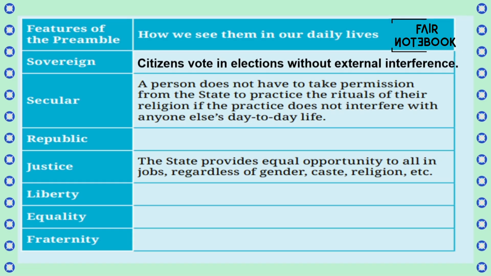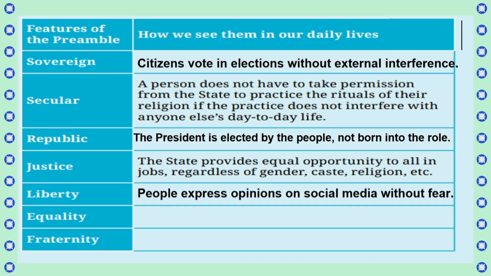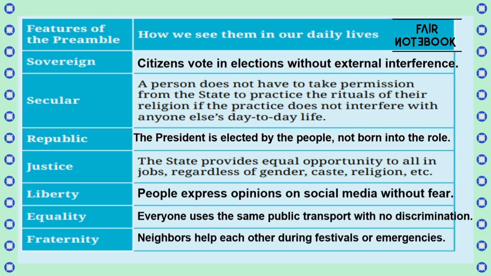Republic: the president is elected by the people, not born into the role. Liberty: people express opinions on social media without fear. Equality: everyone uses the same public transport with no discrimination. Fraternity: neighbors help each other during festivals or emergencies.